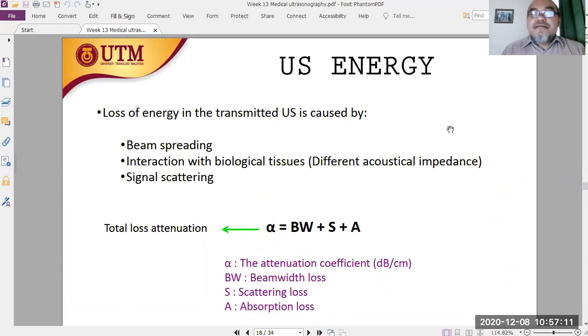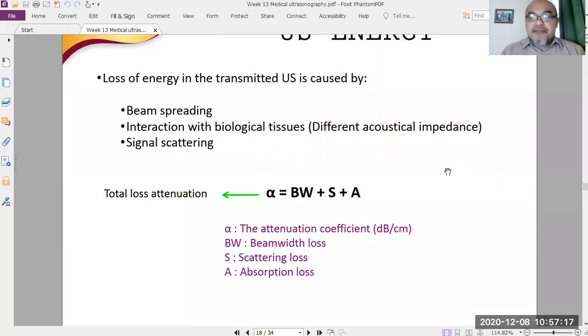The loss of energy in the transmitted ultrasonic wave is caused by the beam spreading, as mentioned earlier in the slide, in the Fraunhofer zone. Then when it interacts with the biological tissue, it will further reduce the energy because of the different acoustical impedance, and also because of signal scattering due to the different tissue itself, which contains different density and different materials and particles inside. The total loss or attenuation, called alpha, equals the beam width loss plus the scattering loss plus the absorption loss.